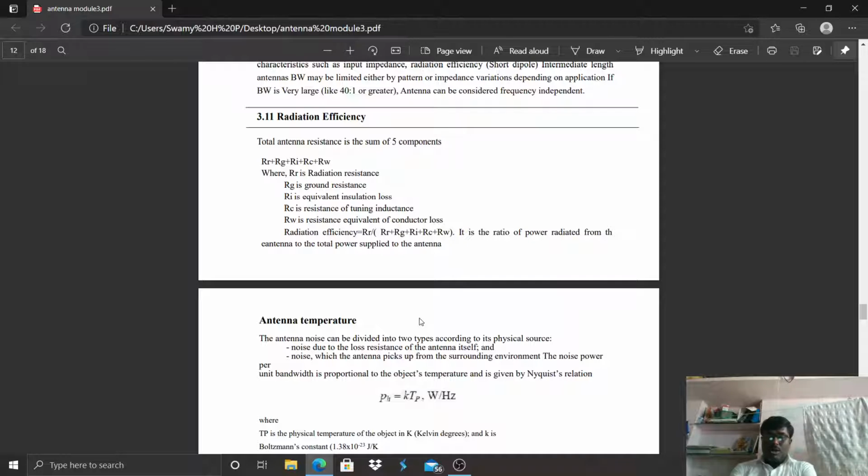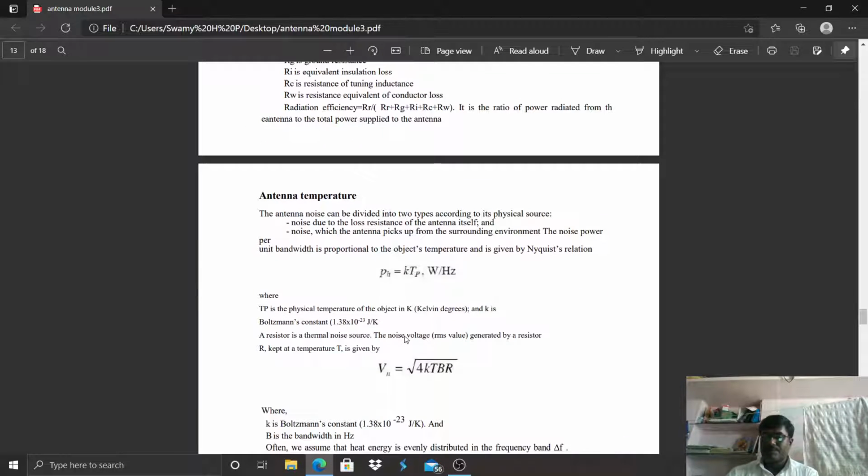Now I will move on to antenna temperature. If you want to discuss antenna temperature, the antenna noise can be divided into two types according to the physical structure. First, noise due to the loss resistance of the antenna itself, and second, noise due to antenna pickup from the surrounding environment.